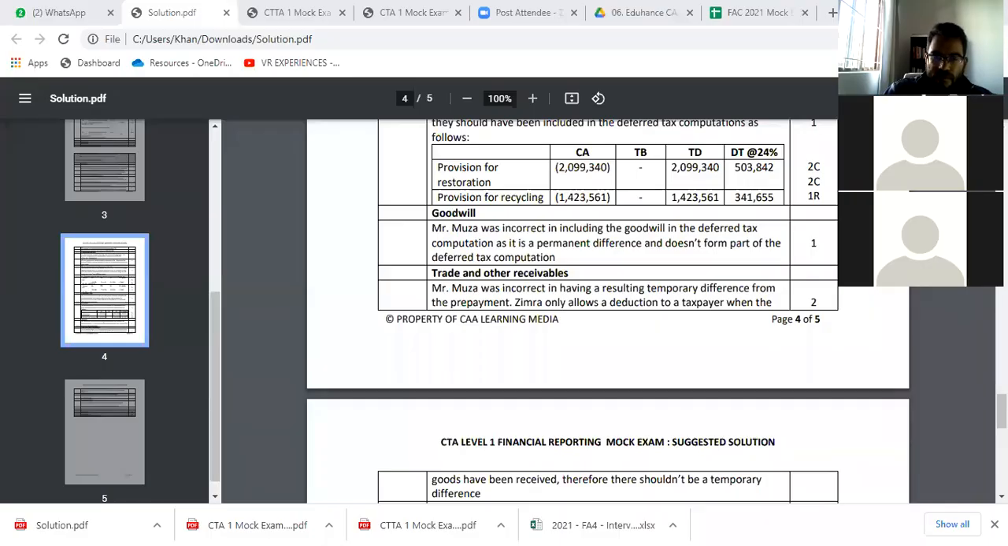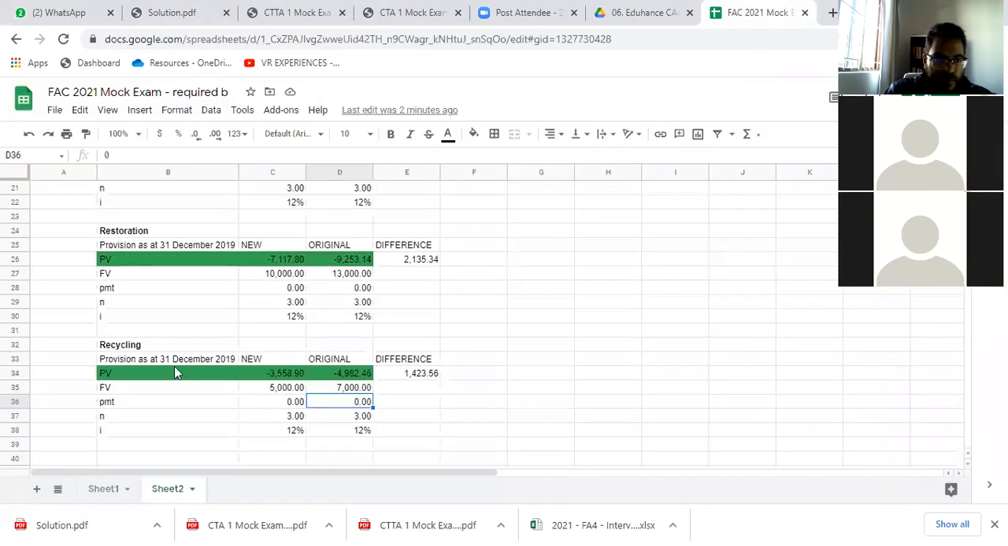Let me just see. I think if you multiply it by 1,000, it should be in millions. 1,423,561. For the recycling, I think if you apply the solution in that Excel, it should come up to a difference of 1,423,561.